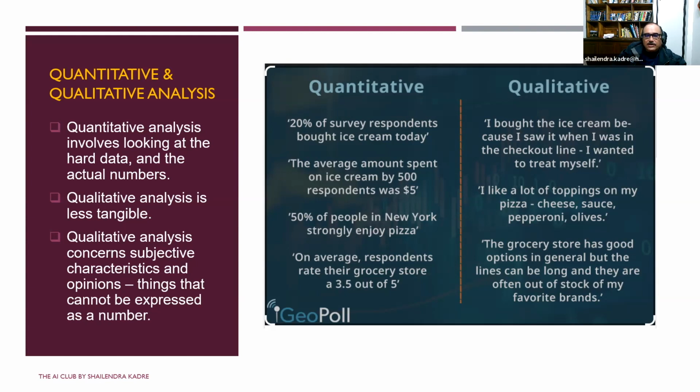On the average, respondents rate their grocery store a 3.5 out of 5. People were asked to give a rating out of 5 to their grocery store. So the average rating given was 3.5. Like when you rate a book or a food shop on Zomato or any food website, or TripAdvisor, where there is a hotel and you rate it. So out of 5, some people give 1, some people give 4, some people give 5.